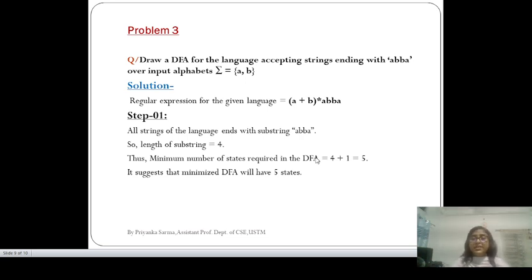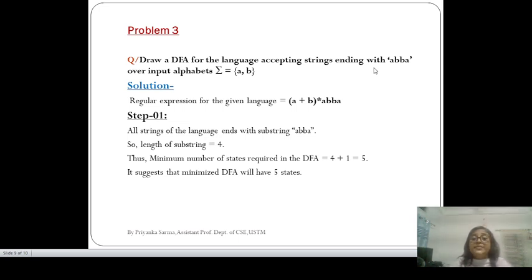Now problem number 3 is also given. So problem number 3, here you see: draw a DFA for the language accepting strings ending with ABBA over input alphabet sigma {A, B}. Here the solution is given. So the regular expression is given. Here the string ending with ABBA means the given substring is of length 4. That means how many states are required? So we need 4 plus 1, that means 5 states are required to construct the DFA.